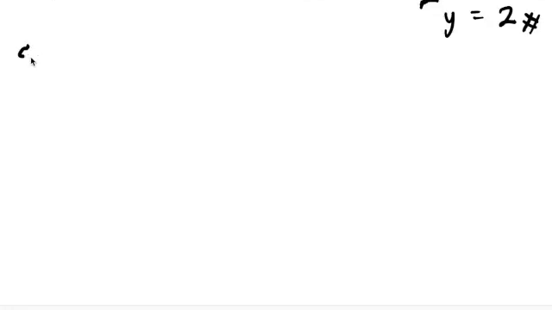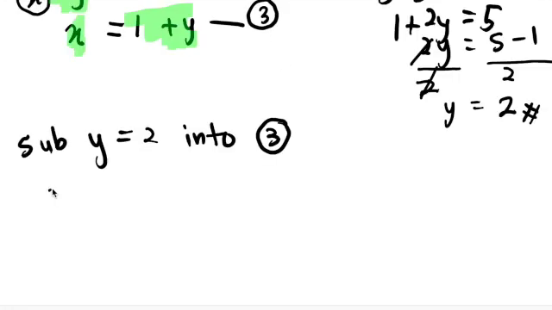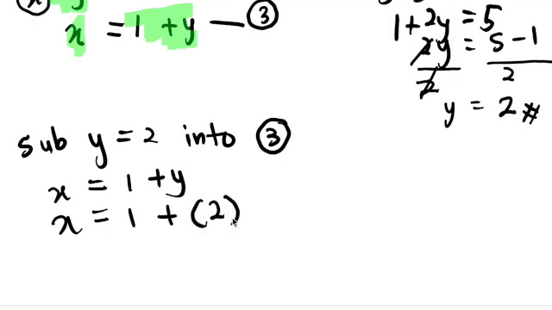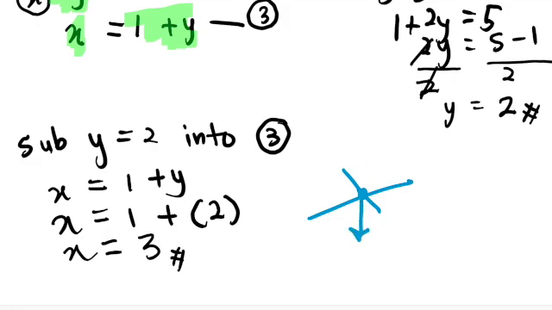We already find out. So substitute y equals to 2 into, I will always choose 3. Write down equation 3. x equals to 1 plus y. So x equals to 1 plus 2. Okay, so x equals to 3. You know that the point of intersection between two straight lines here is x is 3 and y is 2. Awesome.